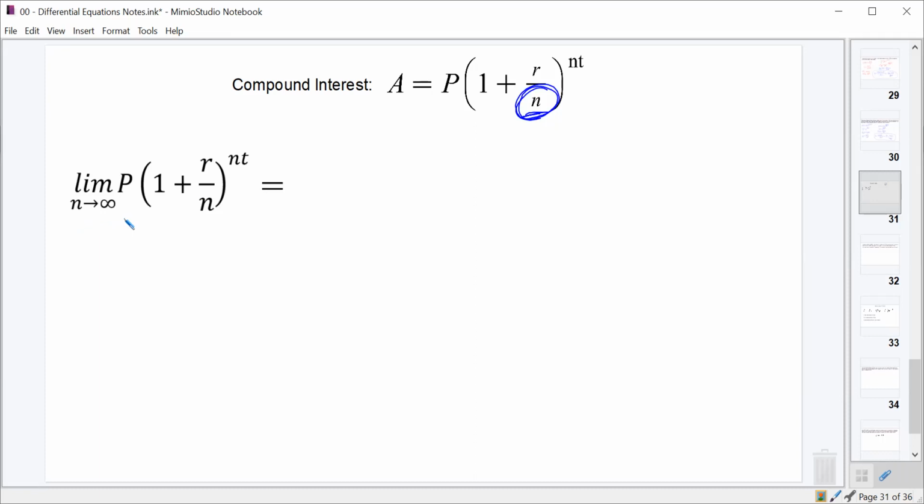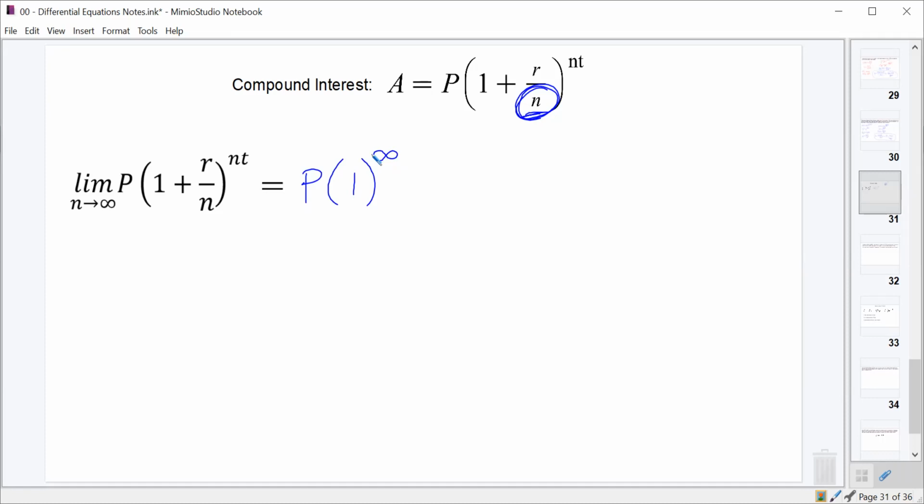So we're going to see what happens if we take the limit as n approaches infinity of p times (1 plus r over n) to the power of nt. The first thing we'll do is just plug in infinity. If we do that, we have p times 1 plus r, a constant, over infinity. Well, r over infinity is 0, so 1 plus 0 is 1. And then in the exponent, we have infinity times a constant, so we have p times 1 to the infinity.